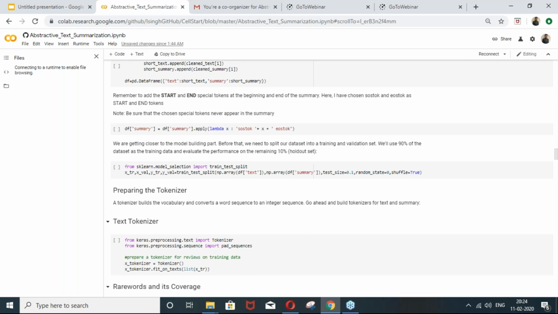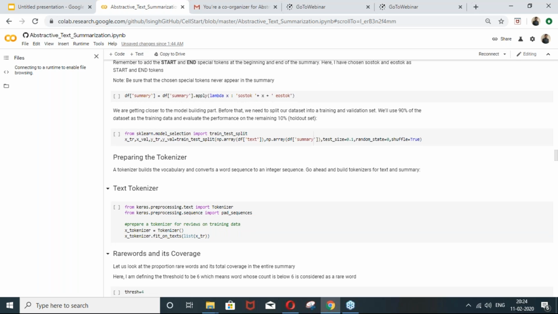I have discussed the tokenization. So again, what is tokenization? A tokenizer builds the vocabulary and converts a word sequence to an integer sequence. So that part is going to be done.